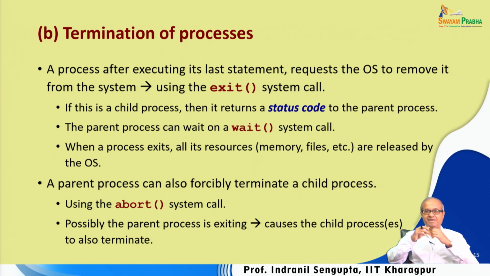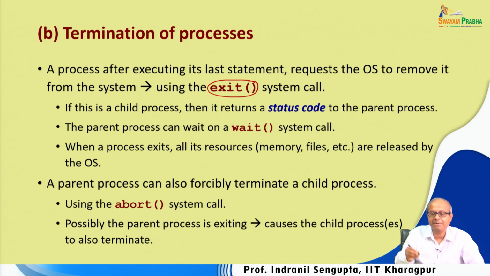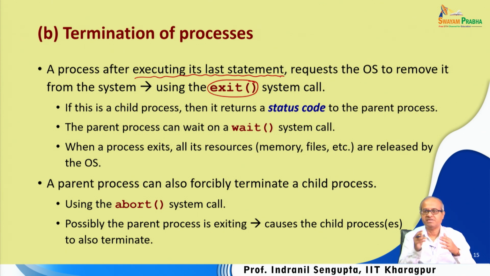Next, let us come to the issue of termination of a process. How do you terminate or stop a process? I said that there is an exit system call which can be explicitly called, or whenever a process executes its last statement, exit is implicitly called. So, when you write a program, it is not necessary that you will always have to give the exit system call. The compiler, when it is generating the executable code, will automatically insert an exit after the last statement, right.